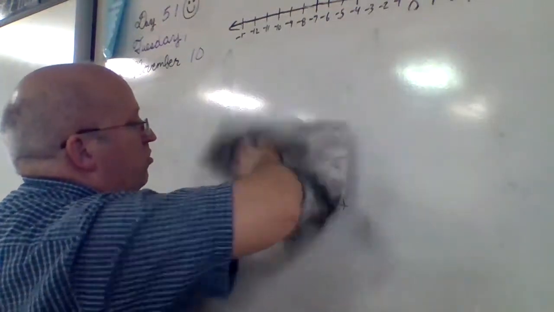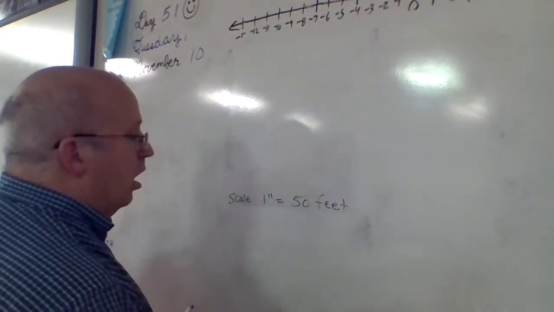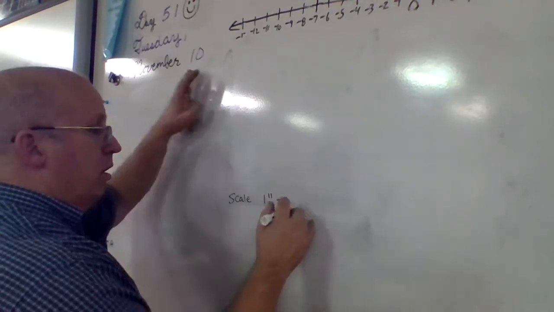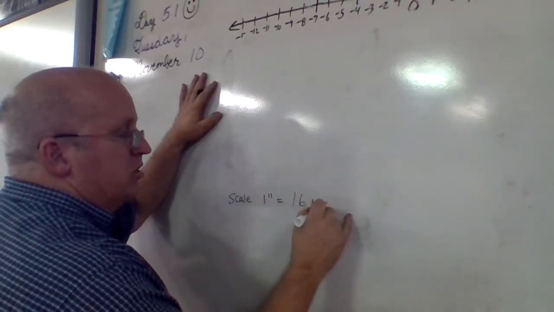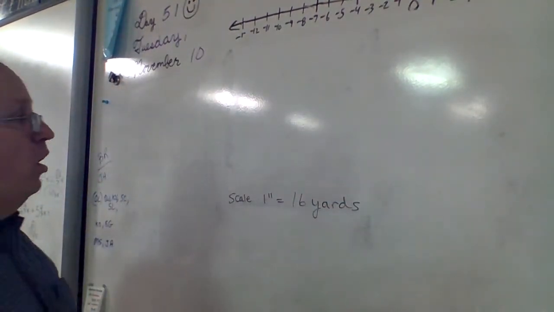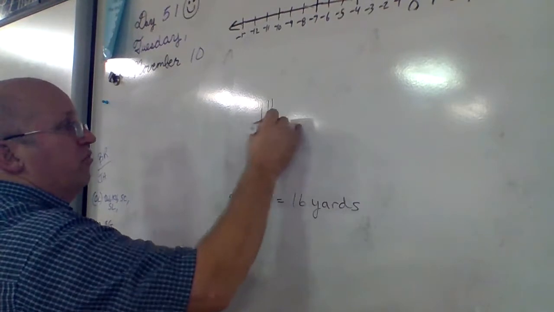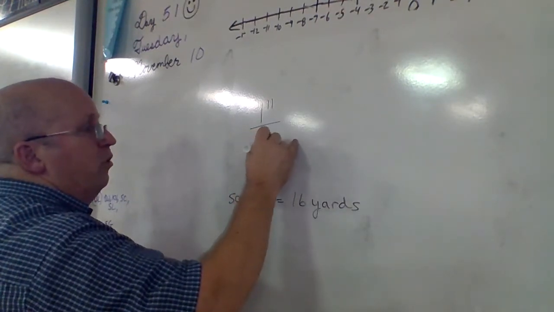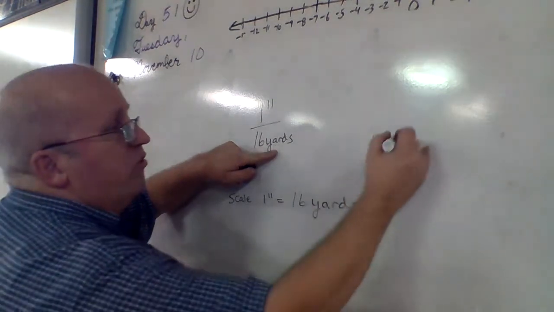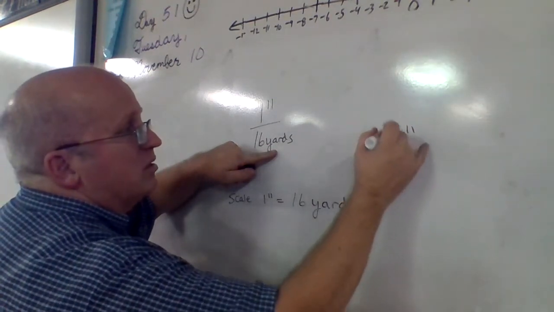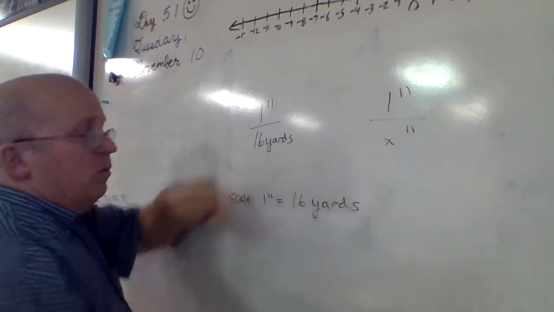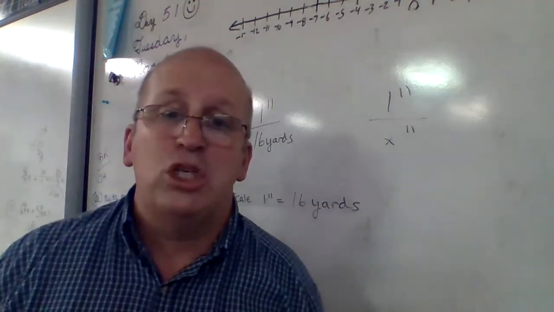What if I was given the scale of 1 inch equals 16 yards, and somebody said, change that into a scale factor. 1 inch is equal to 16 yards. So what do I have to do? Somehow I've got to figure out how to change this amount of yards into an amount of inches so that I have inches over the top of inches. Well, do you know the relationship between inches and yards?